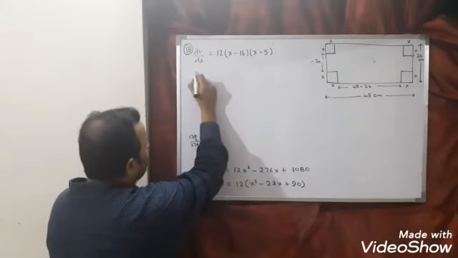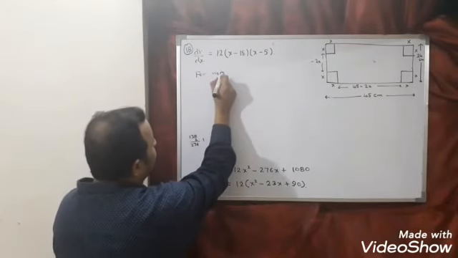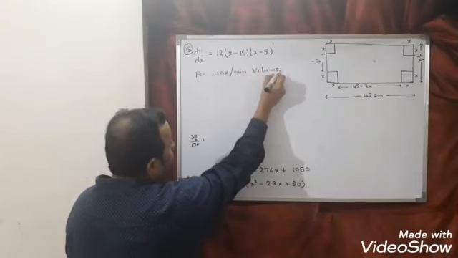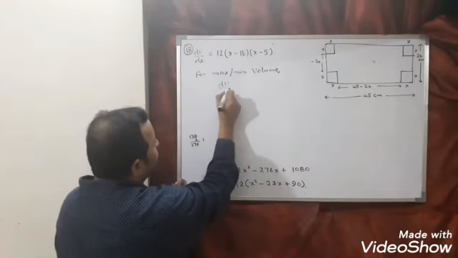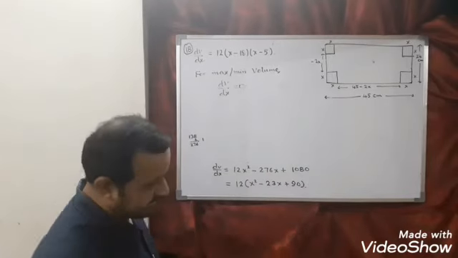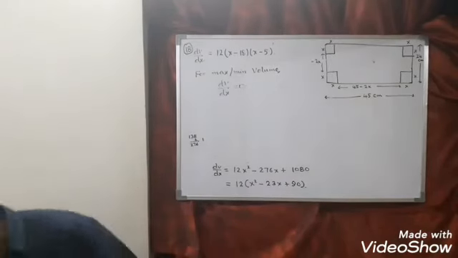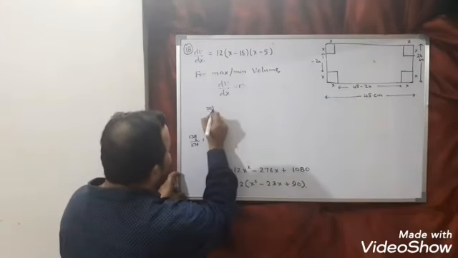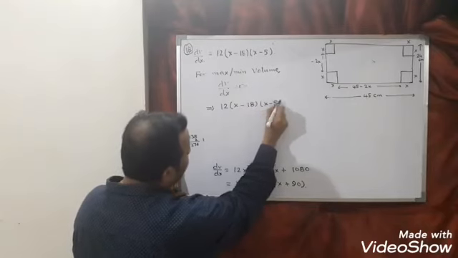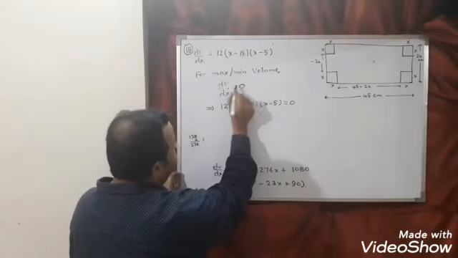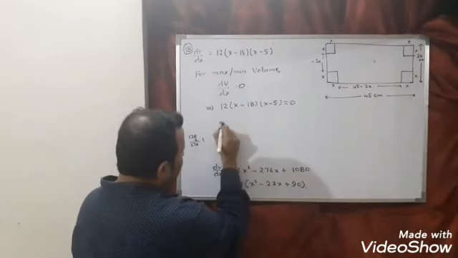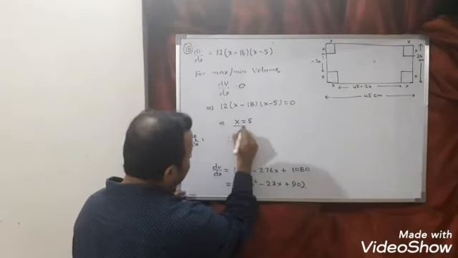Next step is what? Volume, maximum. So here I can say for maximum or minimum volume, the condition is what? dV by dx is equal to 0. dV by dx should be equal to 0. So calculate. So what you will get here is 12 into x minus 18, x minus 5 equal to 0. So from this, I think you will get only one value, x is equal to 5.